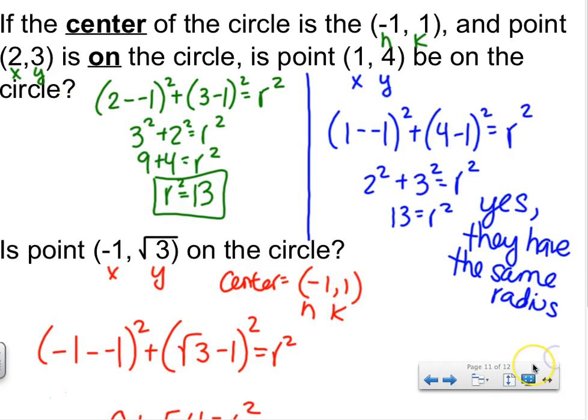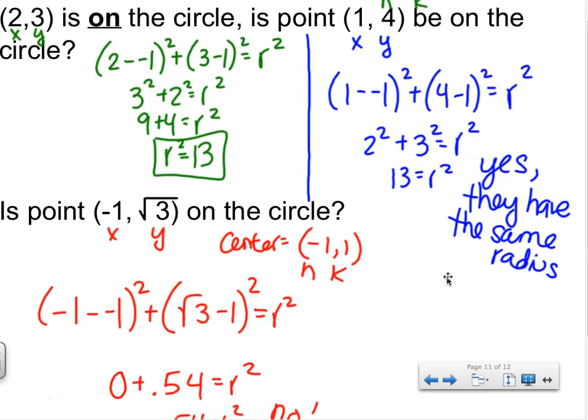Press pause and try them on your own. For the first one, you should have gotten that (1, 4) was on the circle. I found the radius using this center and this point first, because I knew it was on it. So I found the radius and I got r squared equals 13, and I could leave it like that. If you want to take it further, you could. Then I checked this point (1, 4) and this center to make sure they had the same radius. So I did 1 minus -1, which gave me a 2. 4 minus 1 was 3, squared. So they had the same radius, so they were on the circle.